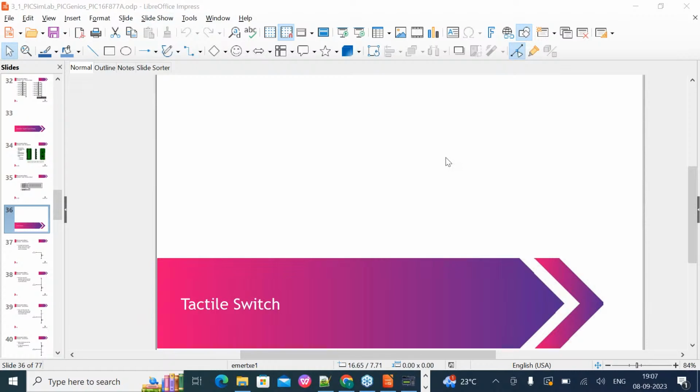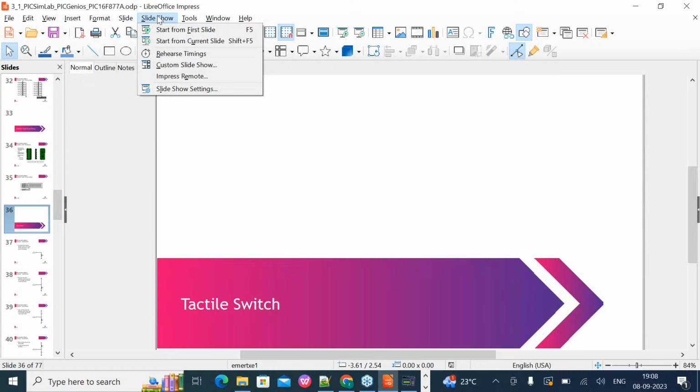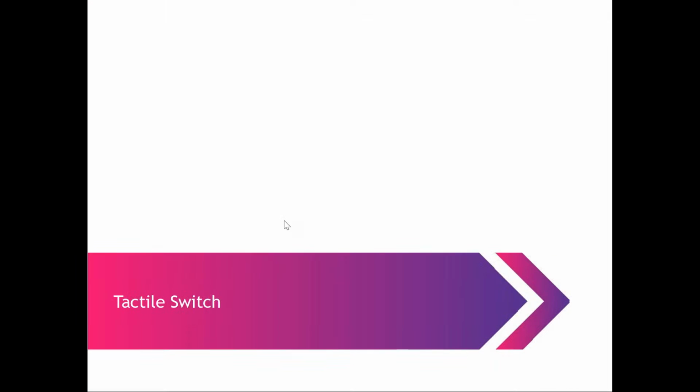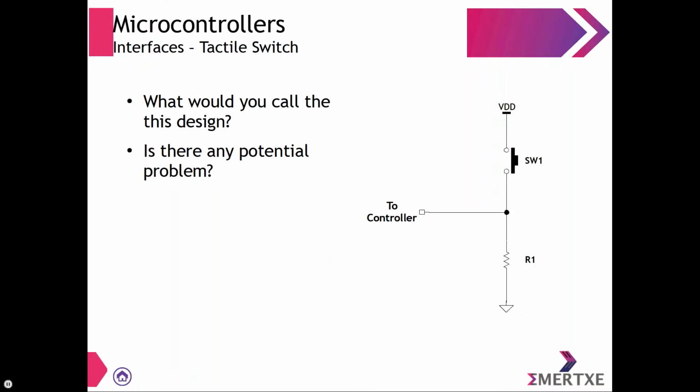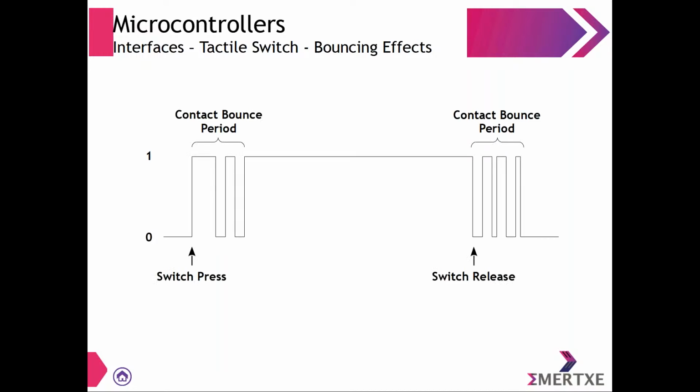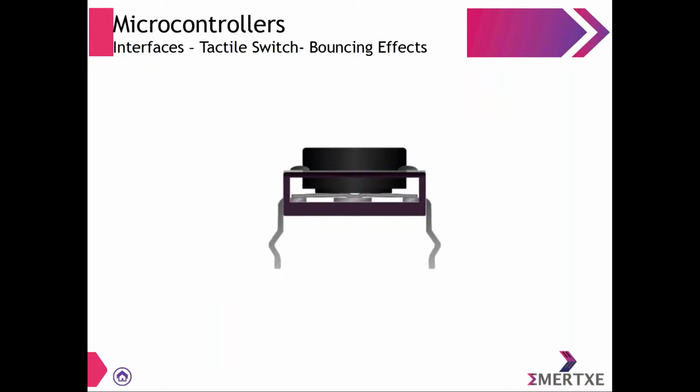So once again, good evening to everyone. In the last class, we started with the next peripheral, which is nothing but the tactile switch. We saw that we can connect the tactile switch this way, which is the pull-up resistor circuit, or you can connect it this way, like a pull-down, right? And we discussed the triggering methods and the bouncing effect also.